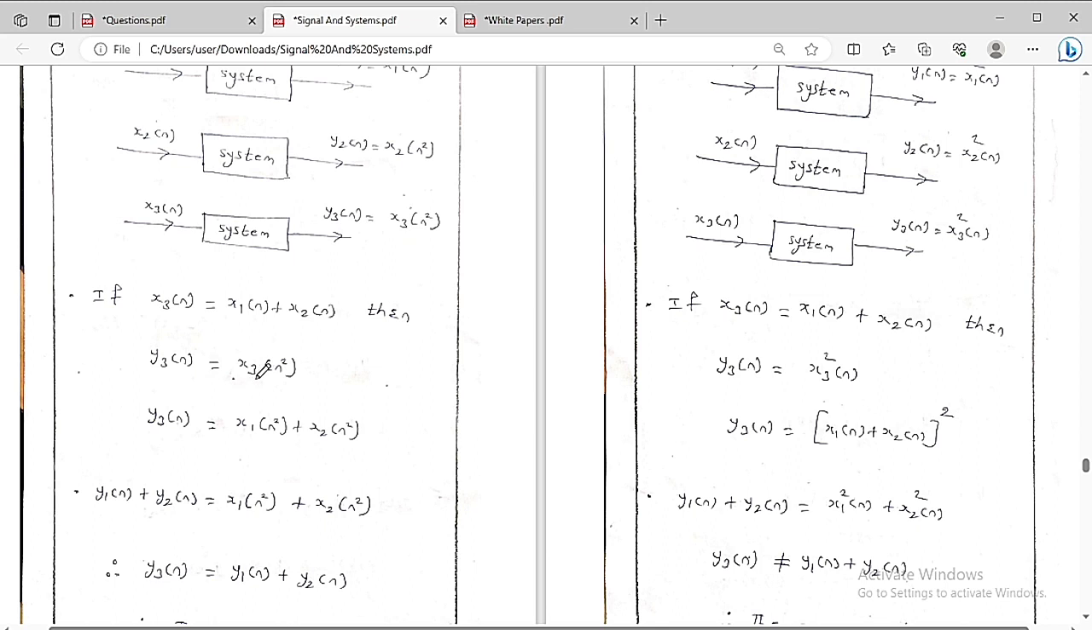Then what is x3 of n square? Wherever n is there, represent it by n square. Then what are you going to get? y3 of n is equal to x1 of n square plus x2 of n square.